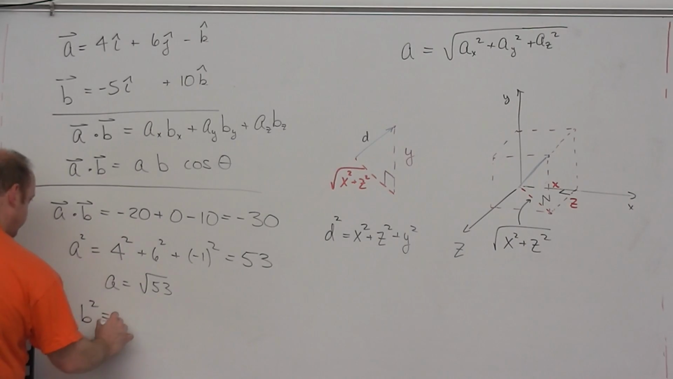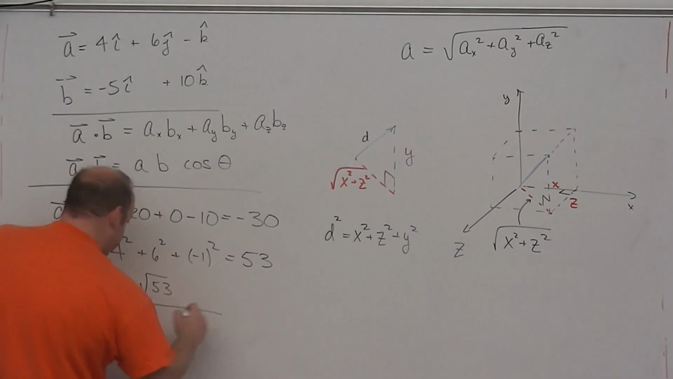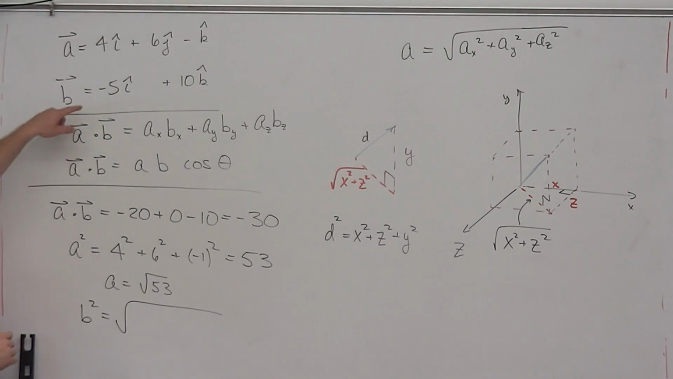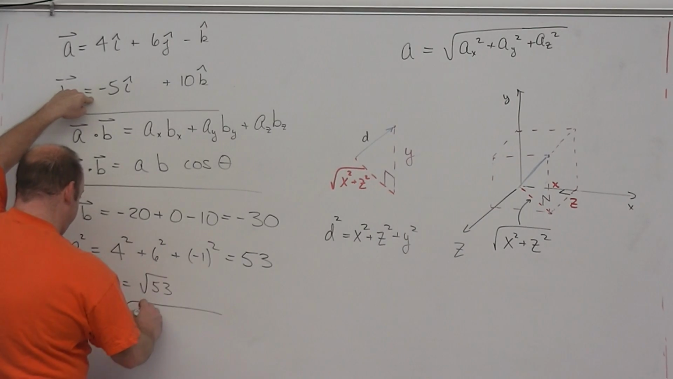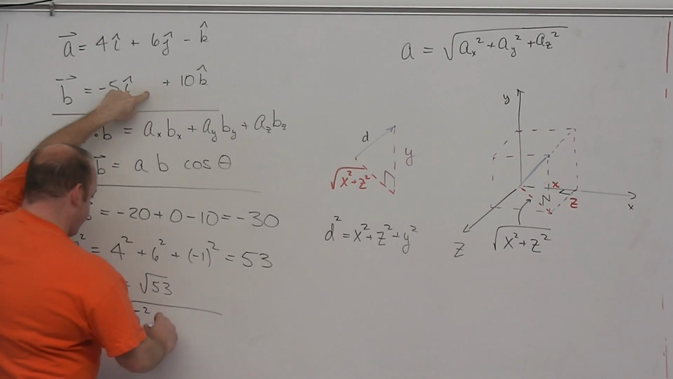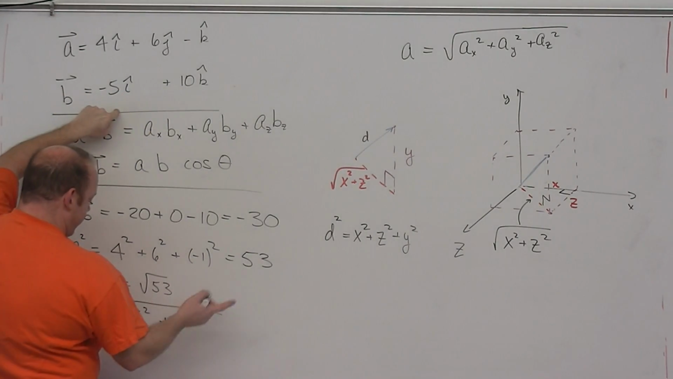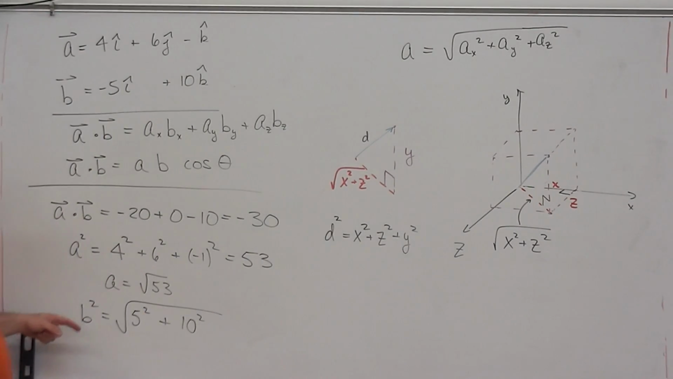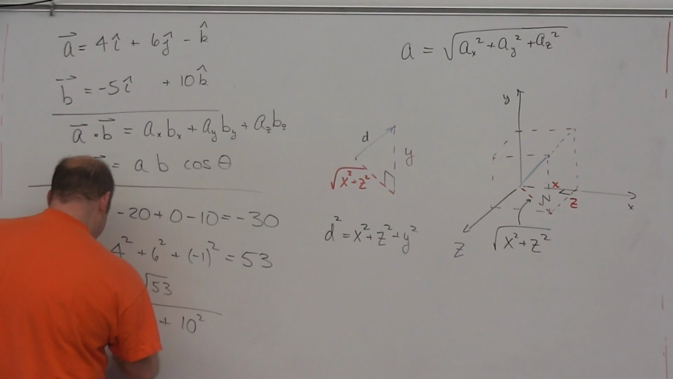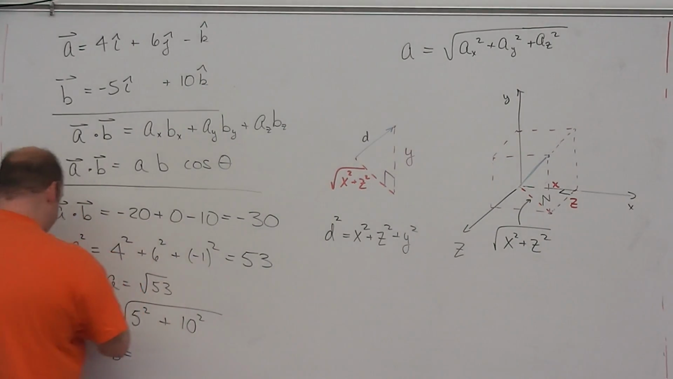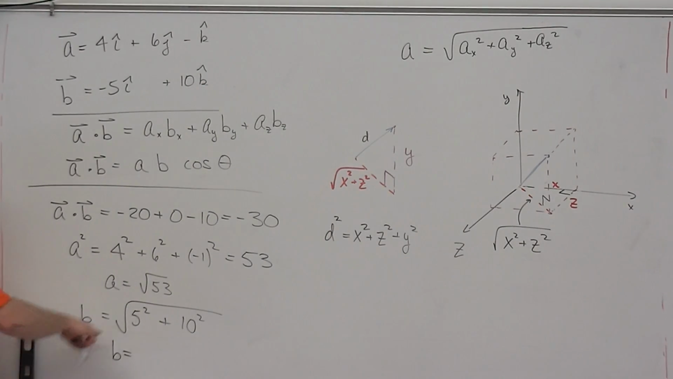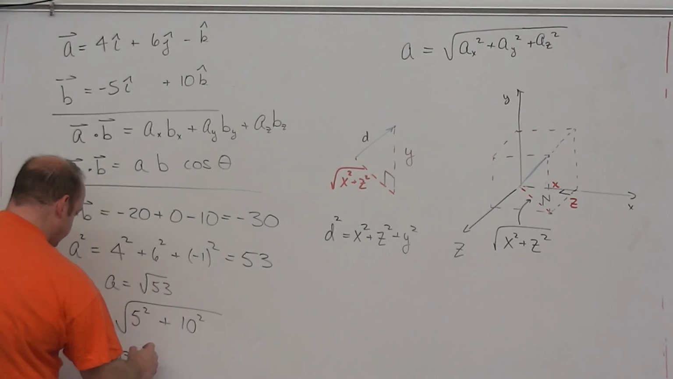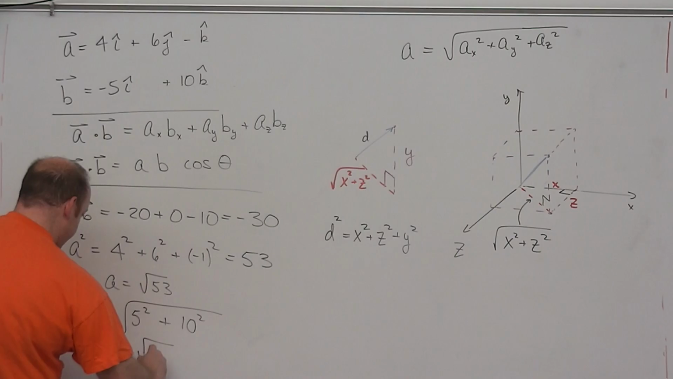B squared will equal, and I'll just go ahead and put the square root around it now, 5 squared, nothing here, plus negative 5 squared, doesn't matter, 10 squared. So now B will equal, oh, I should take the square out there, so put the square root sign. So now this is 25 plus 100, which will equal the square root of 125.